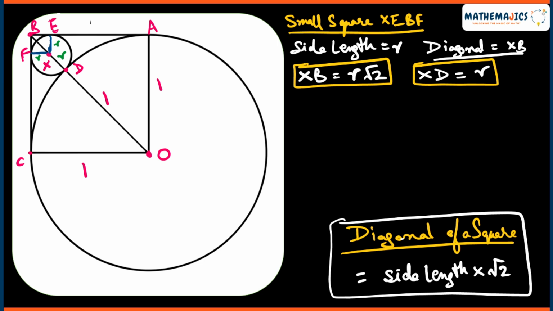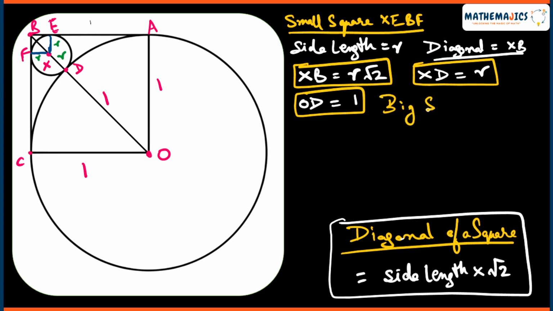Similarly, I'll be writing down the length of OD. What is the length of OD? OD is the radius of the big circle, that is 1. Let me put it in a box. Again, it will be useful for us. After noting down these lengths, we will jump to the bigger square.